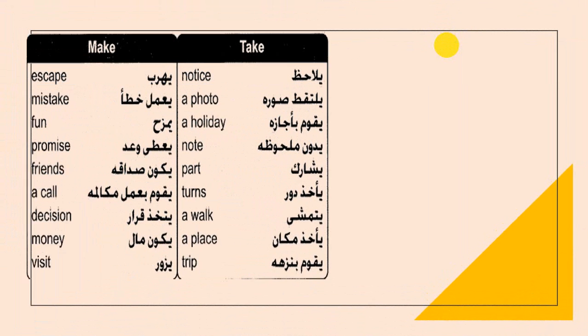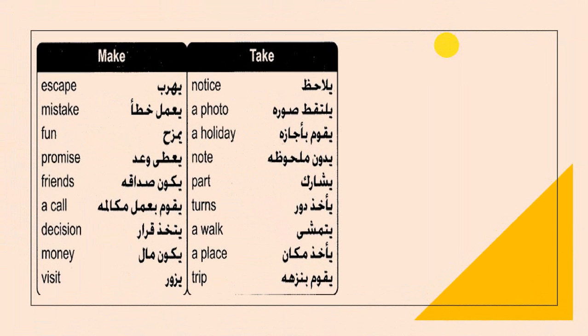The next one, make and take. We use these nouns with make and these nouns with take. Make an escape, make a mistake, make fun, make a decision, but take notice, take a photo, take a holiday, take part, take turns, take place, and so on.